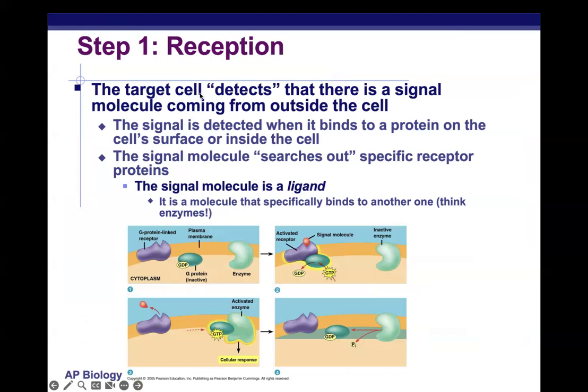So in step one, the target cell detects that there is a signaling molecule, a ligand, coming from the outside of the cell. The ligand is detected when it binds to the cell's protein surface receptor, and the signaling molecule can only fit in a specific receptor. So it can only bind to a specific receptor. Here might be a protein on the surface, and here is a signaling molecule binding to that protein, and that surface receptor is activated. Its shape and the intracellular part change, and so it's able to launch an intracellular response.